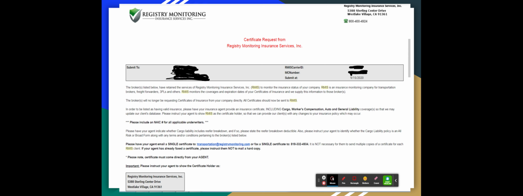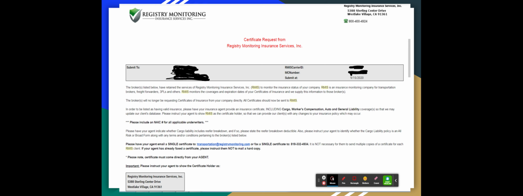So, here is a copy of a COI request from a very popular company that does the insurance monitoring for some of your major corporations such as Amazon, CH Robinson, TQL. So they're called Registry Monitoring Insurance Service, also known by us as RMIS. RMIS likes to send the request directly to the insurance agency just for added authenticity, and they will request that information be sent directly to them from the agent's email.